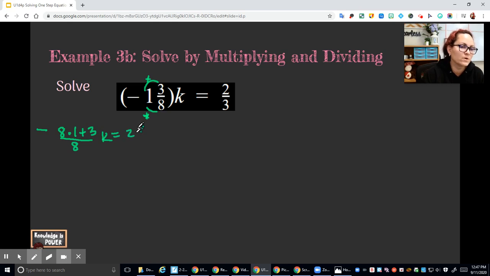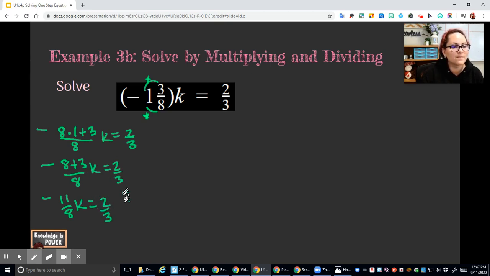Now, 8 plus 3 over 8, and that's 11 over 8, K equals 2/3, and I'm just going to keep writing that down. Okay, so now this is a much better place to start. I will let you know that this is the same as this, and the same as this. So you can put the negative wherever it suits you best.